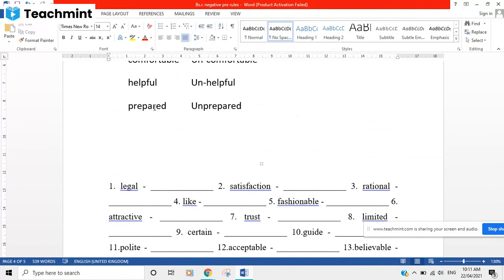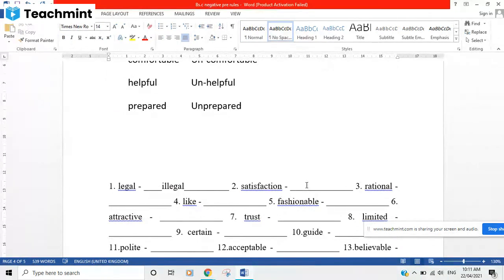Then we have the word qualified. Un or dis. Here, the word qualified takes un as well as dis before it. Okay, it depends. Then next, possible. Yes, possible will become impossible.